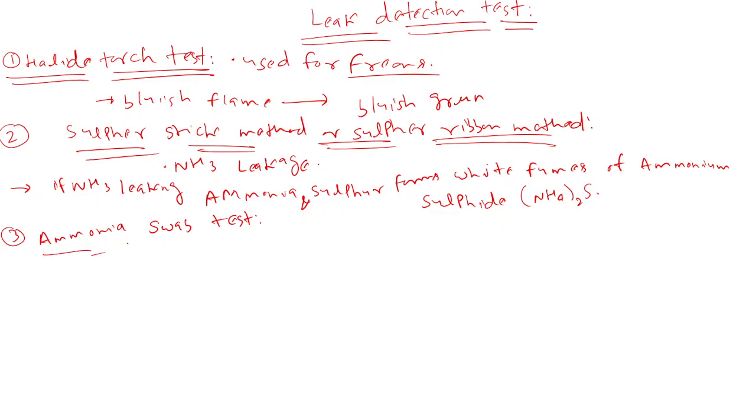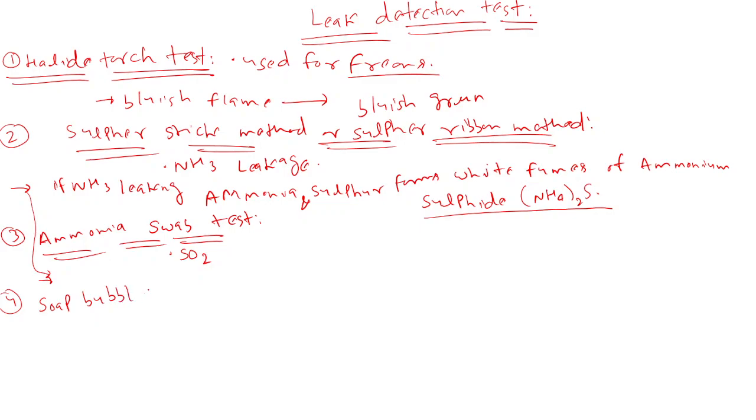Wherever ammonia is the refrigerant, we use the sulfur stick or sulfur ribbon method, and wherever we are using SO2 as refrigerant, we use the ammonia swab test. The same thing will happen here also. We use a cloth dipped in ammonia and pass it over the pipe where we are using this refrigerant. The same white fumes will form, of the same compound. Here it is SO2 leaking. The last test is the soap bubble test.